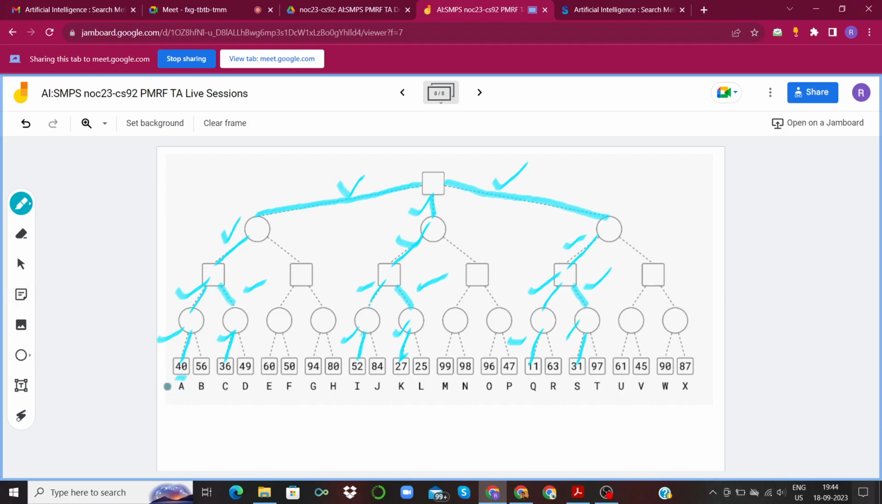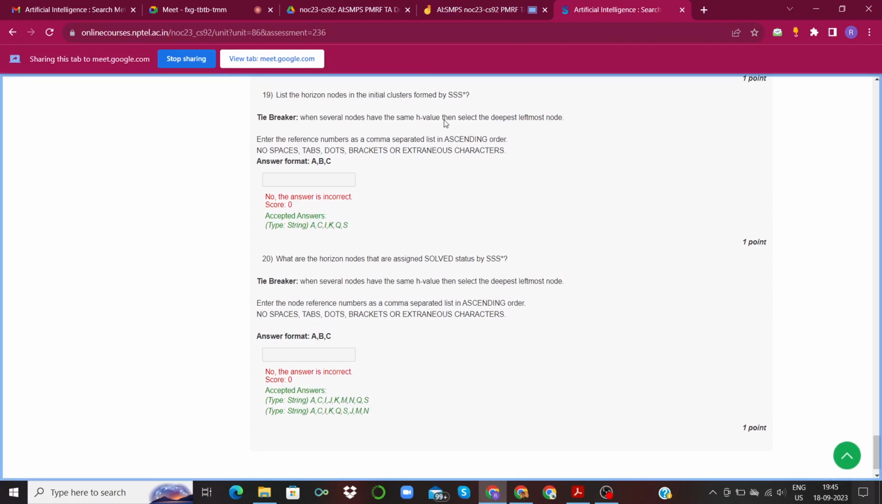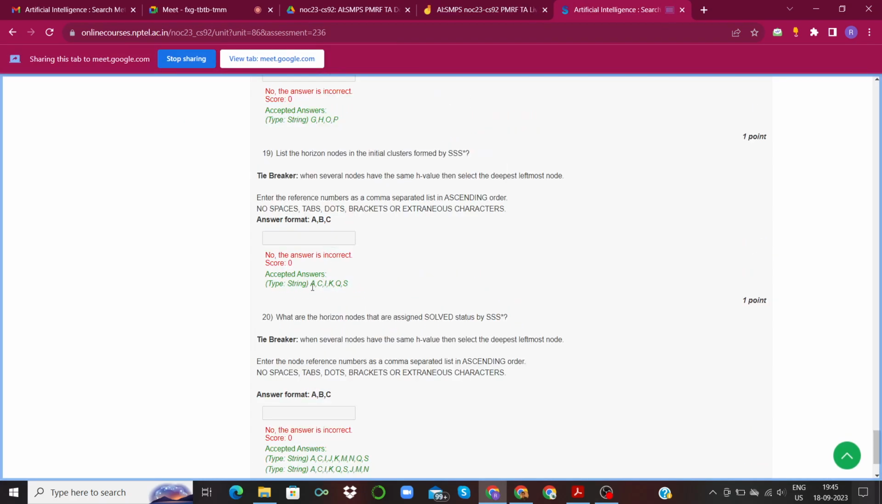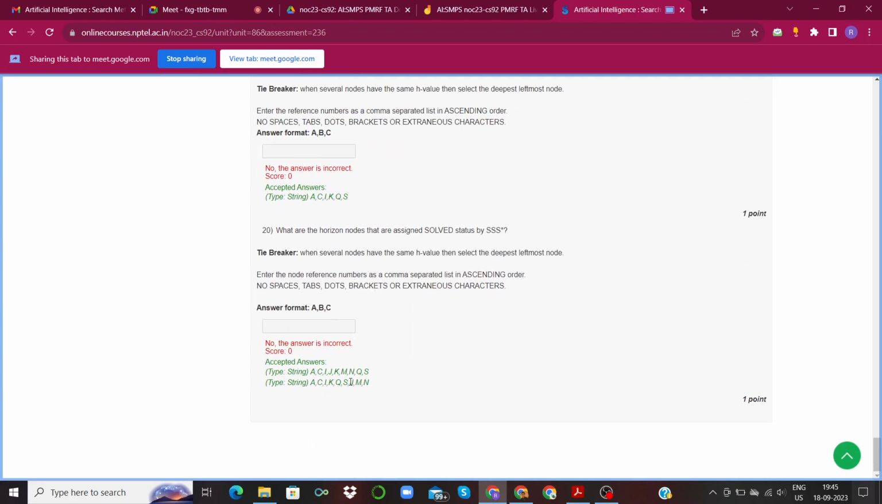These will be A, C, I, K, Q, and S. That is the answer given over here. The horizon nodes in the initial set of clusters found by SSS star are A, C, I, K, Q, and S. Now let's have a look at what will be the horizon nodes that will be assigned solved status by SSS star.